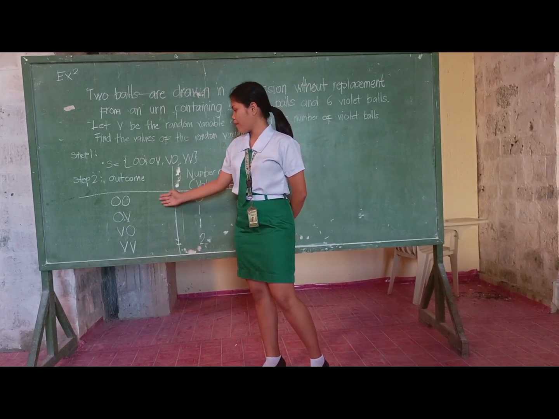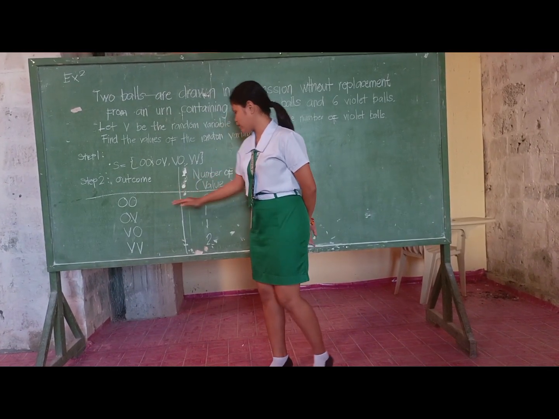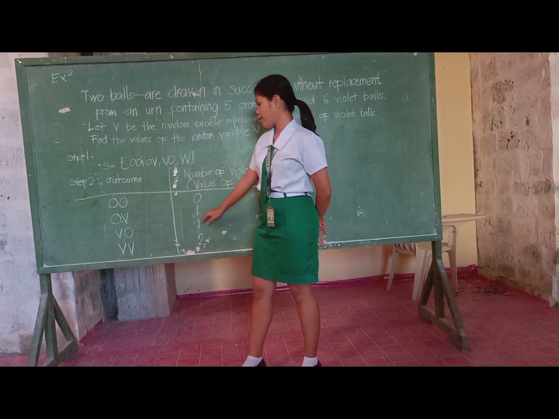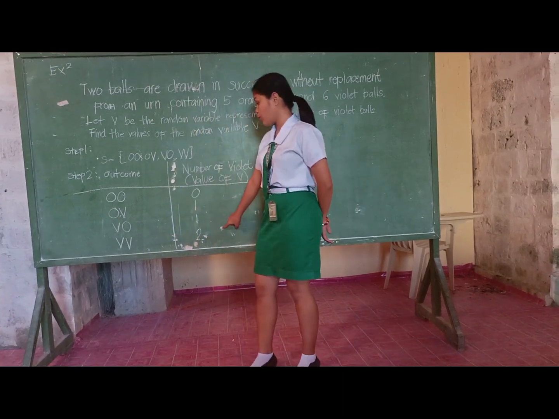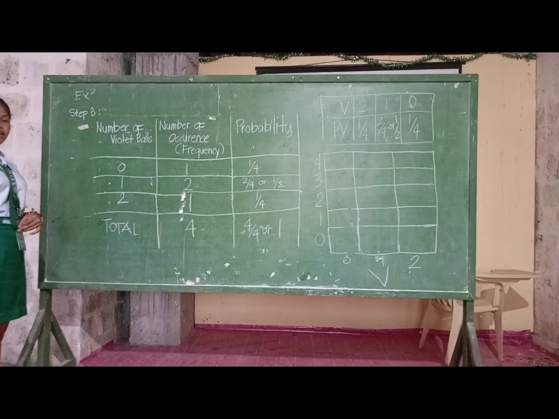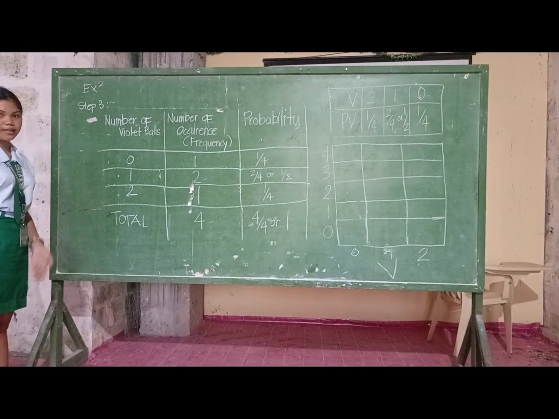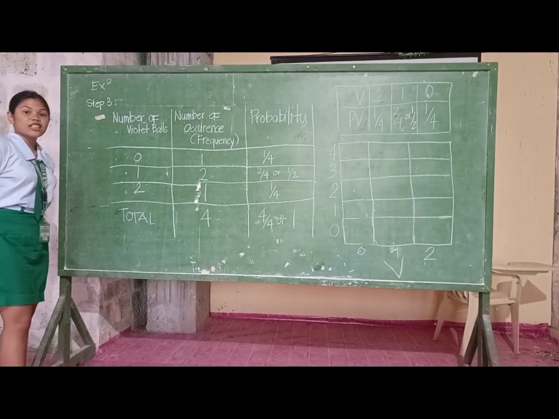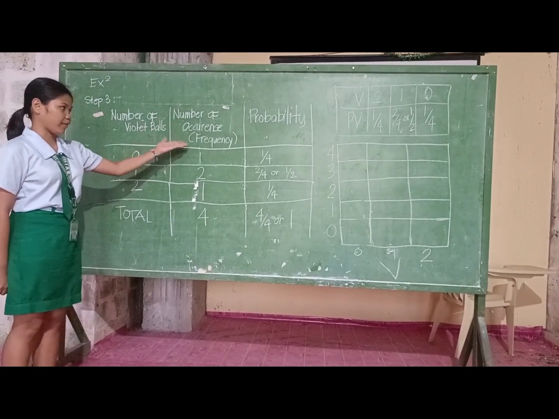After listing the sample space, let's proceed to step 2, which is to count the value of B. As you can see, there is no violet in OO, so there is 0. In OV, we have 1. VO, 1, and VV, 2. Therefore, the values of random variable B in this experiment are 0, 1, and 2. Let's proceed to the number of occurrences or frequency.